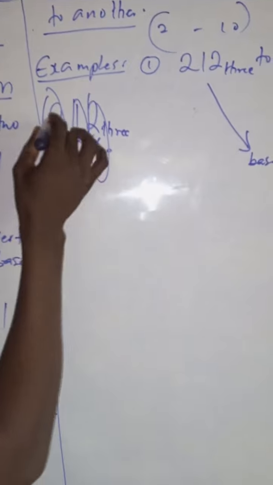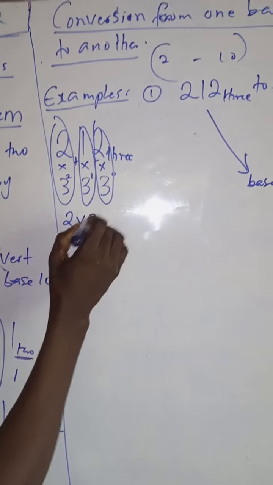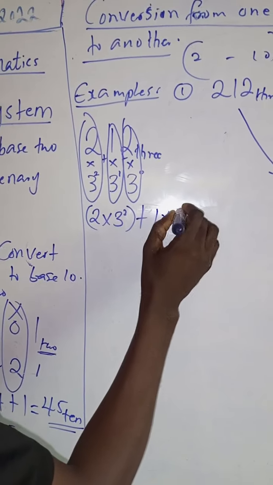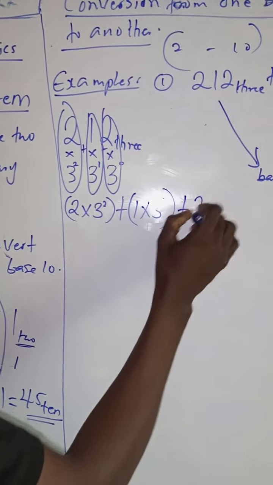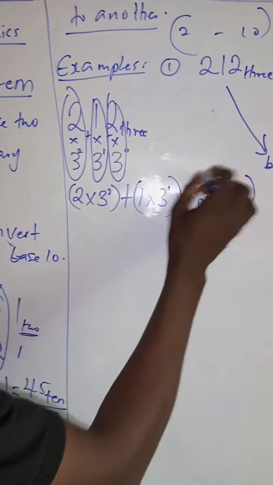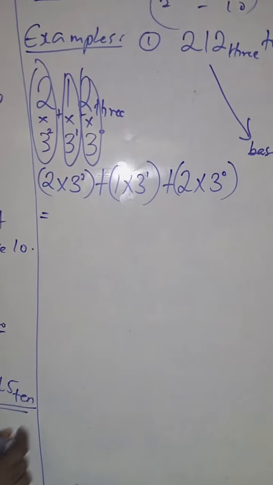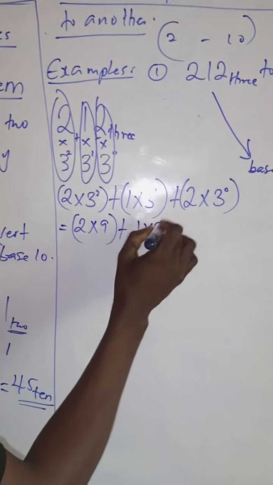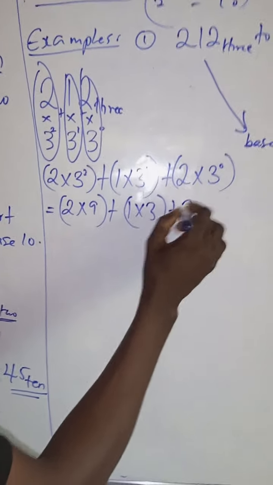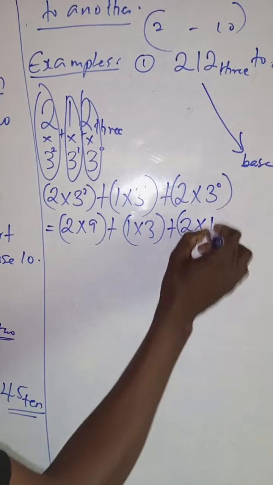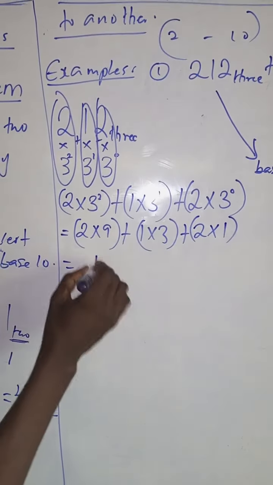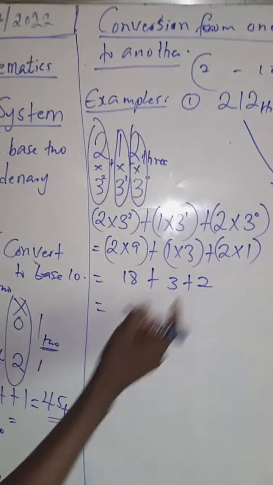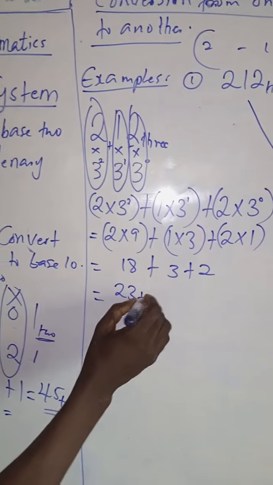So I have 2 times 3 raised to power 2 plus 1 times 3 raised to power 1 plus 2 times 2 raised to power 0. So there we have is equal to 2 times 9, 1 times 3, and 2 times what? Anything raised to power 0 is what? 1. So this one will give me 18, add 3, add 2. So this will give me 20, 23 base 10.